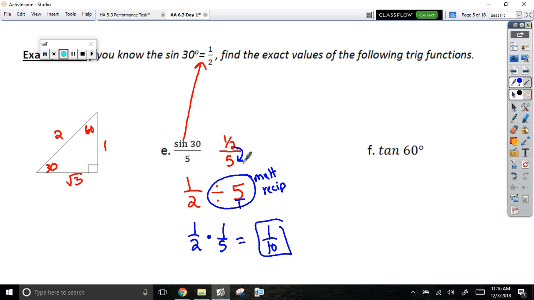All right, last one is tangent of 60, which remember will be opposite over adjacent in regards to the 60. So based on 60, my opposite is this, and my adjacent is this. So that will be square root of 3 over 1, which is just square root of 3.